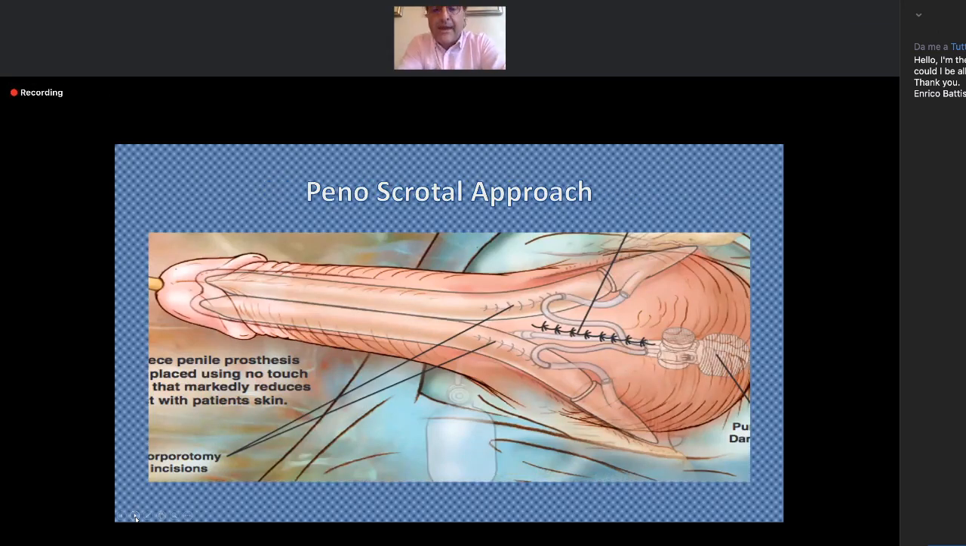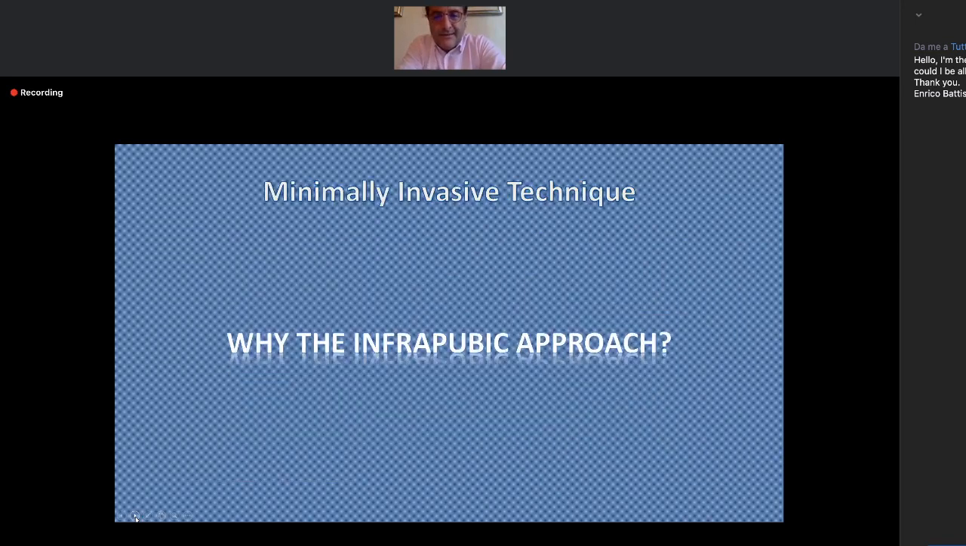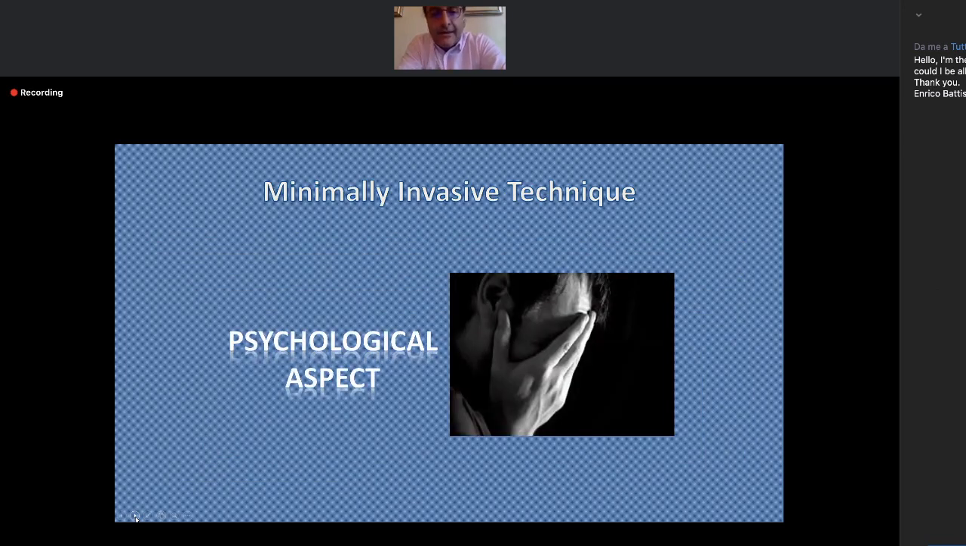We make an incision on the belly between the penis and the pubic bone, instead of the scrotal approach. There is a psychological aspect. I'm speaking about the Italian situation. When you speak in Italy with a patient about a scar, an incision on the scrotum, the patient has a lot of fear. If you speak about an incision on the belly, it's very different, and the patient accepts the surgery better.